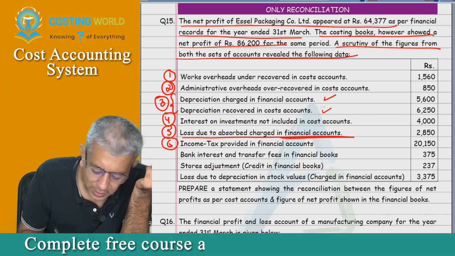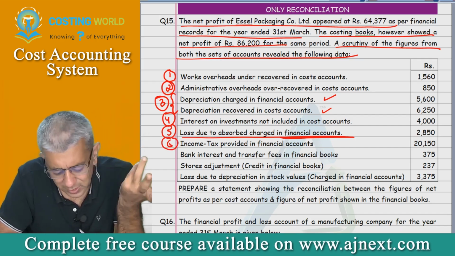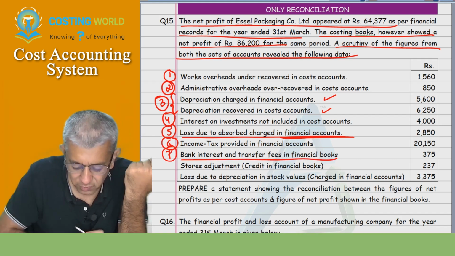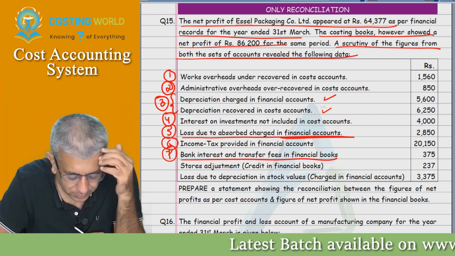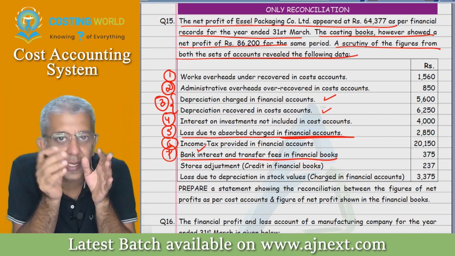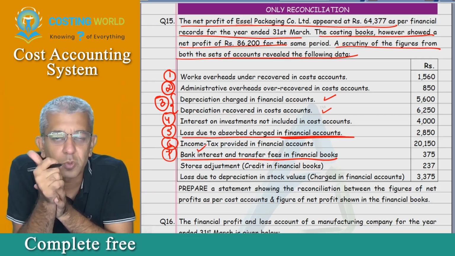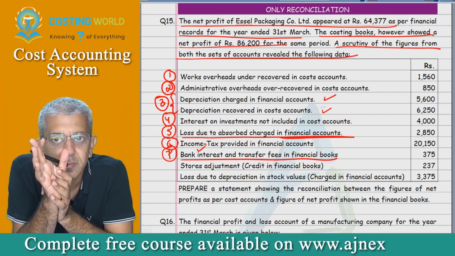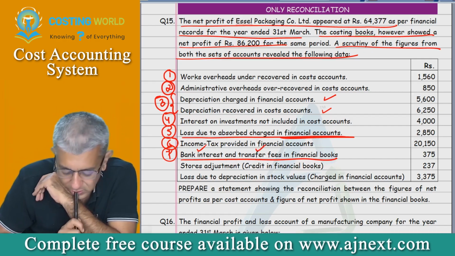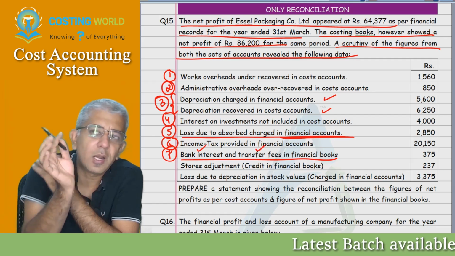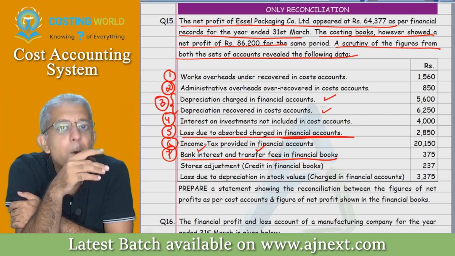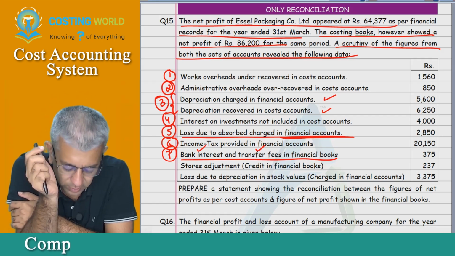Sixth, income tax provided in financial account. This is expense only in financial. Seventh, bank interest and transfer fees in financial books. Now this is a problem. Bank interest, you all will understand, it can be expense also, it can be income also, correct? So I don't know which side actually. Transfer fees: as per you all, is it income or expense? Expense. Okay, see.